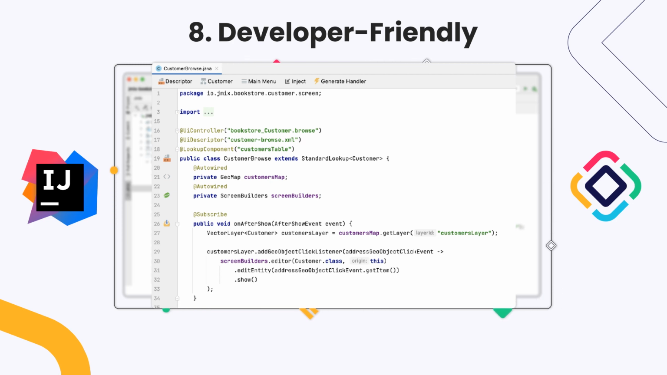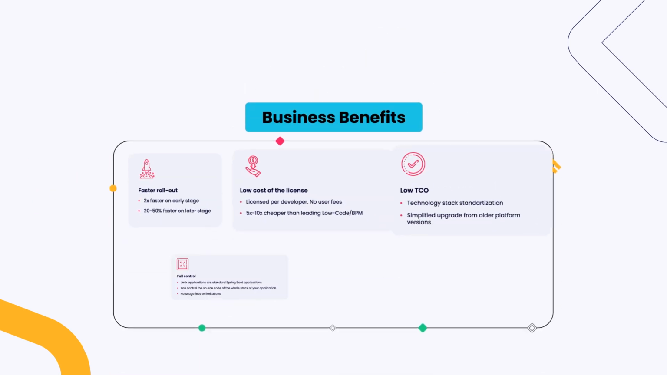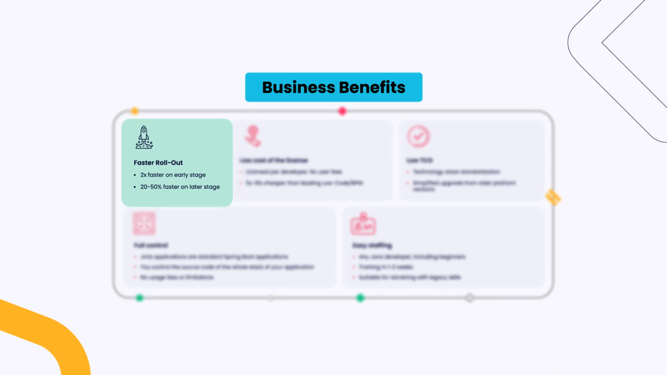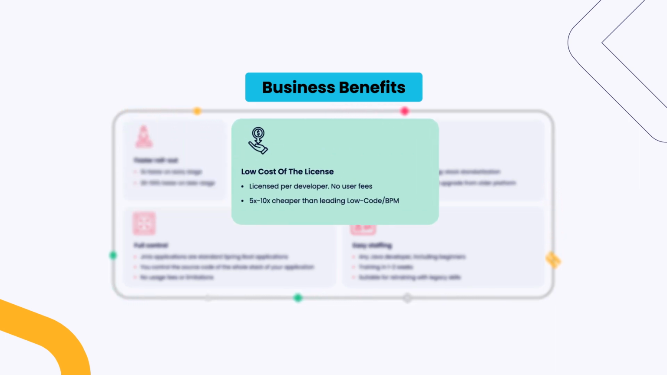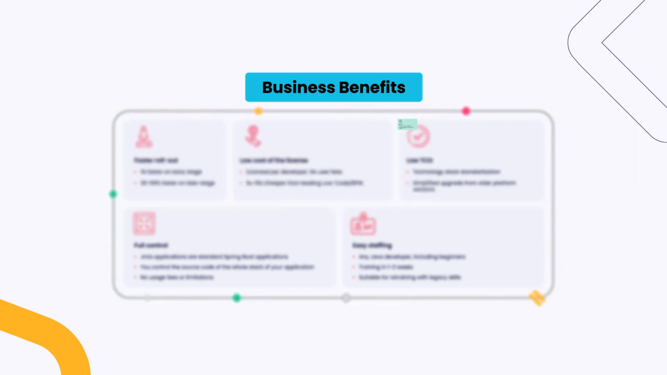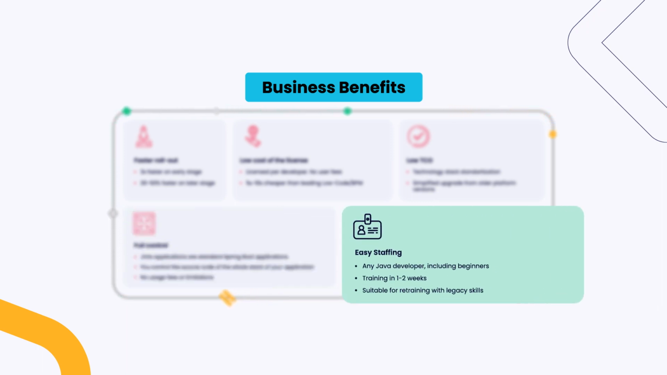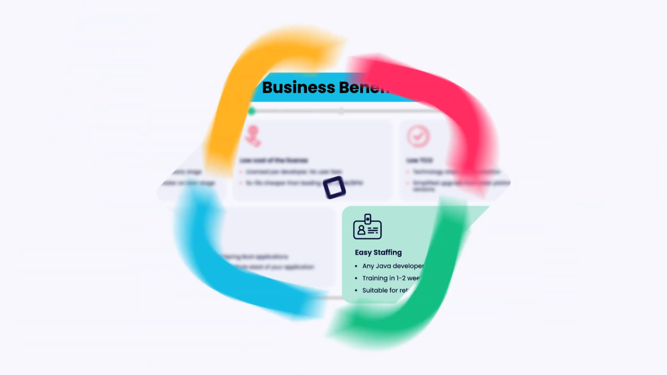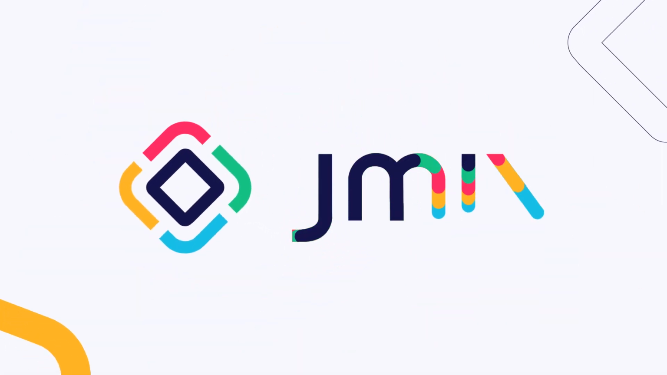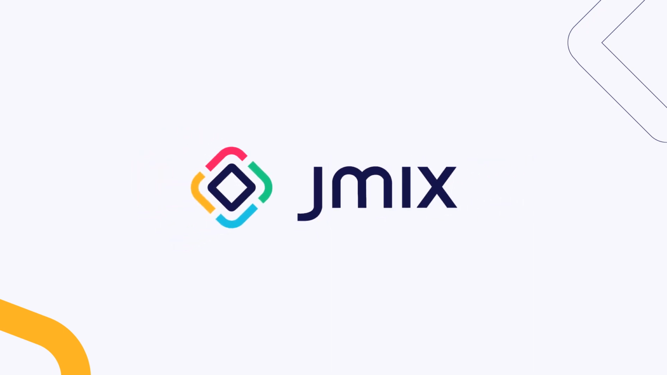by Jmix Studio plugin. Jmix speeds up the application development, reducing license spendings and total ownership costs against typical low-code and BPM. Using Jmix, you get a standard white-labeled Spring Boot application which belongs to you. Jmix simplifies the staffing and makes Java developers productive in the short term. Revisit your existing development approach with Jmix High Productivity Platform.